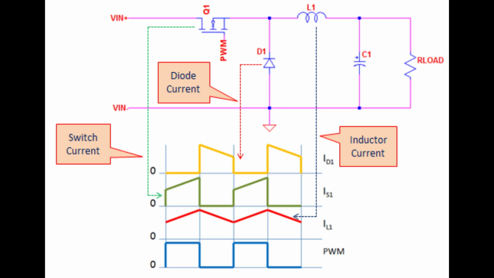So by adding the two currents, the inductor current will be the addition of the current through the switch MOSFET and the current through the diode. It will be like a triangular waveform. The pulse applied to the MOSFET will be a square waveform of 50% duty cycle or any other duty cycle.